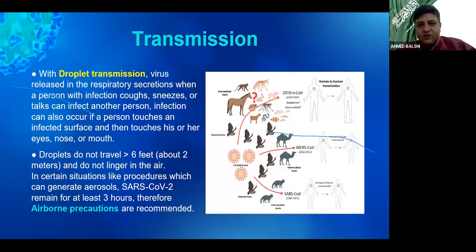Regarding the transmission, until now we believe that this is droplet transmission, direct or indirect. Direct when an infected person is sneezing or coughing directly in front of healthy people, or indirect when the infected person coughs or sneezes on surfaces, then a healthy person comes and touches these surfaces by his hands, then touches his nose, mouth or eyes.